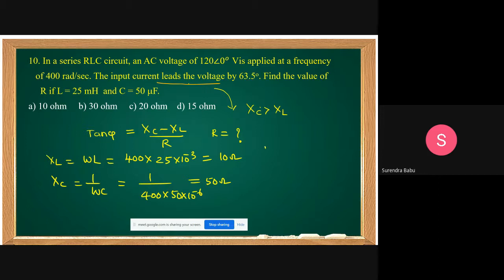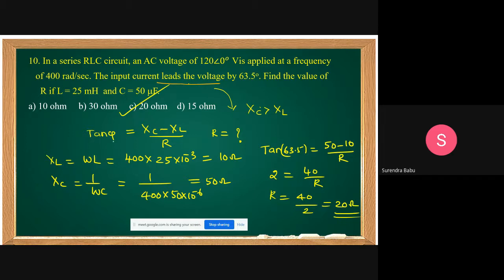Then what is tan phi, students? Tan 63.5 equals XC minus XL by R, that is 50 minus 10 by R. From this you can calculate the value of R. Tan 63.5 is how much? It is 2. So 2 equals 40 by R. What is R equal to? 40 by 2, which equals 20 ohms. Is it correct? Then option C is correct.